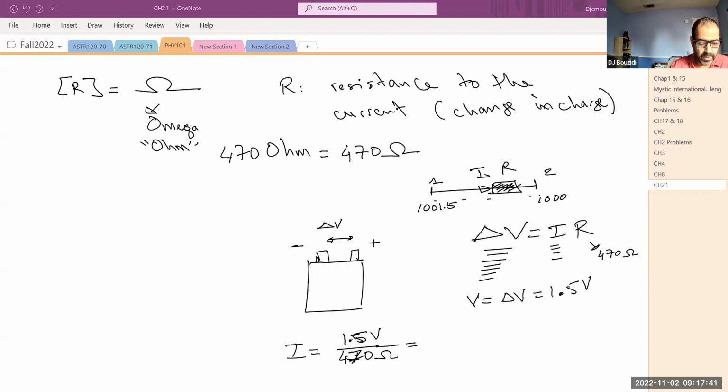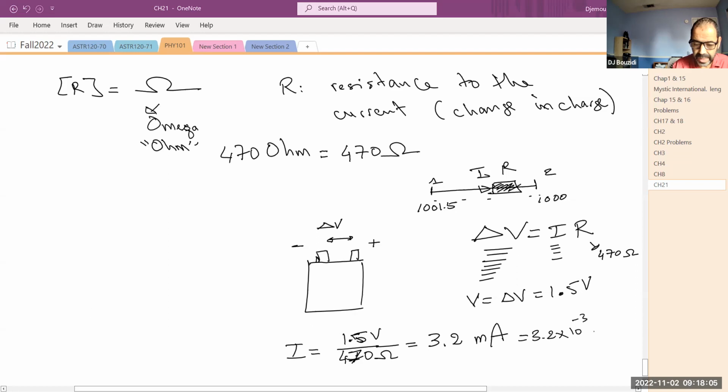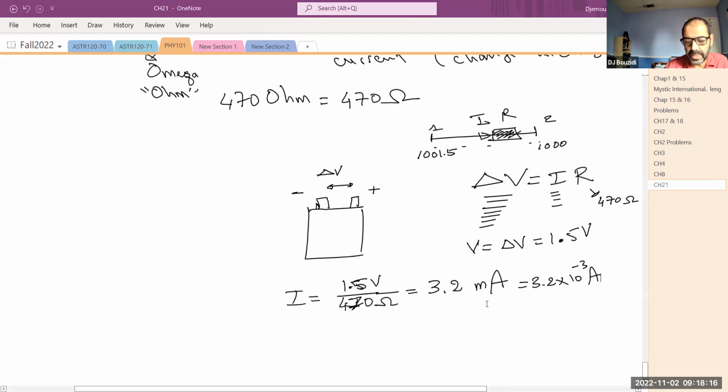So what I said in here is I have 1.5 volt divided by 470 ohms. And the answer, of course, is a tiny 0.0032 amps, milliamps. So it's a tiny current: 3.2 milliamp, or 3.2 times 10 to the negative 3 amps, okay? So that's the current that is going to be flowing in this case. It's a small current, in the milliamp range, but it's a current nonetheless. So that's basically how you use Ohm's law.